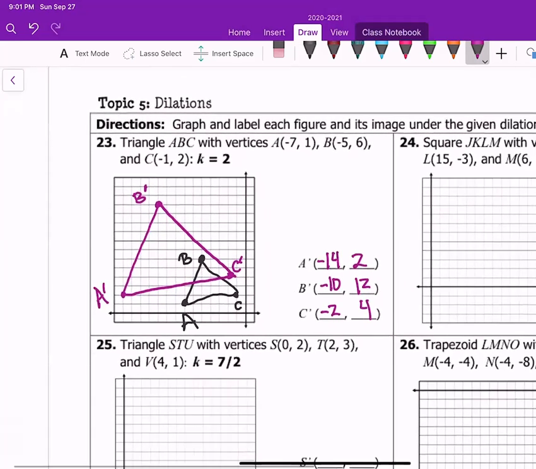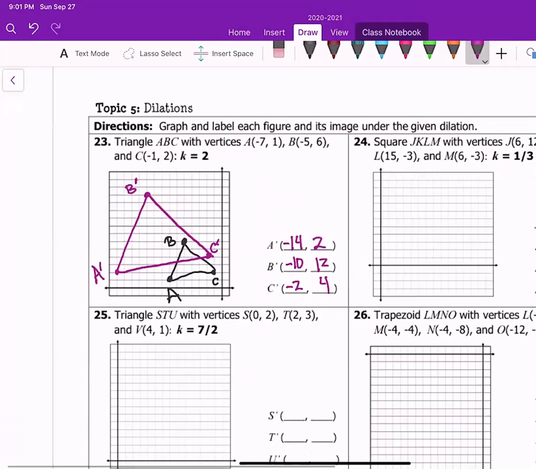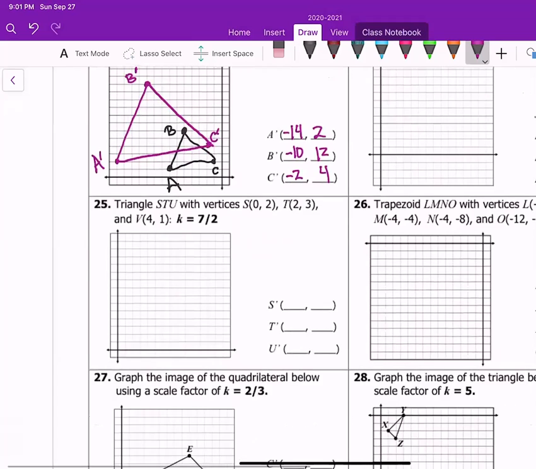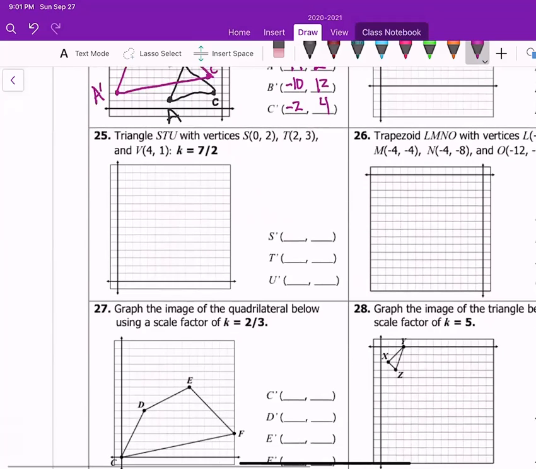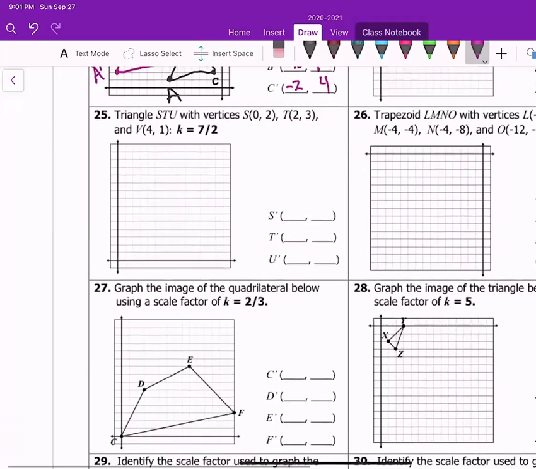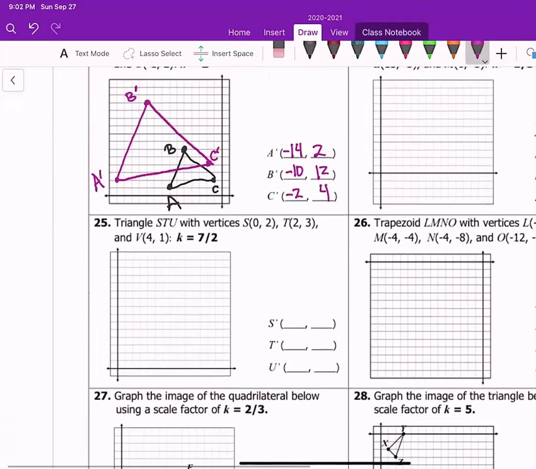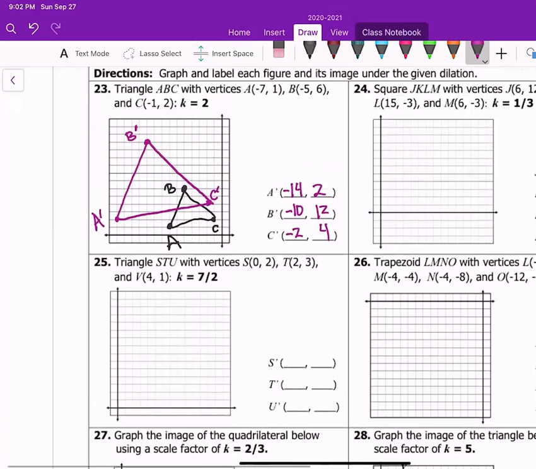Now 24, that's a division one. 25 is division. Graph the image, use scale factor 3. So now the way you do these is just division. Now again, if you're watching this video, it's going to help you a lot, right? I could probably do 25. I'm just kind of thinking about it.